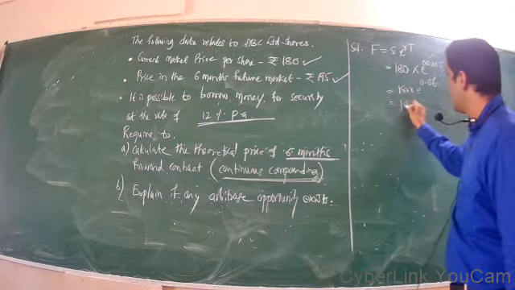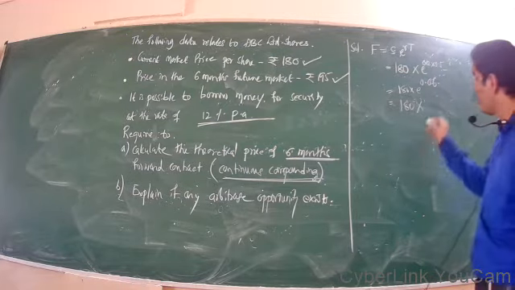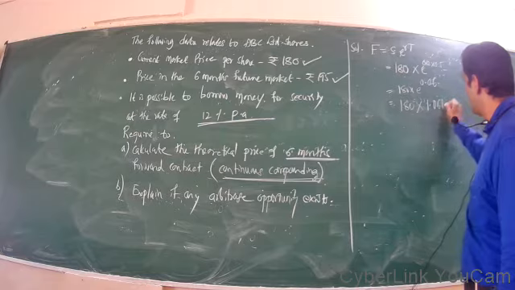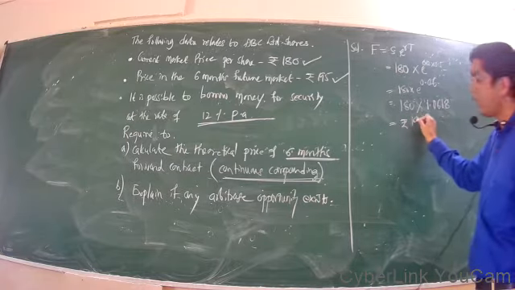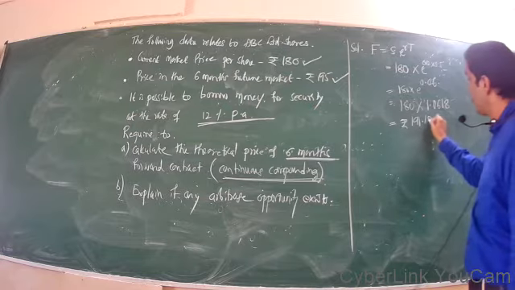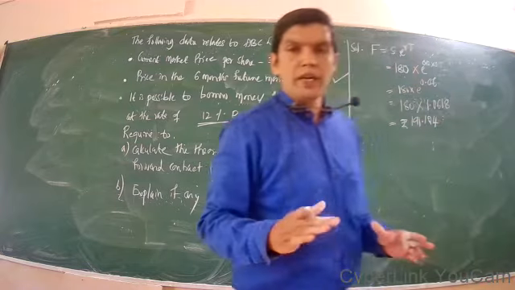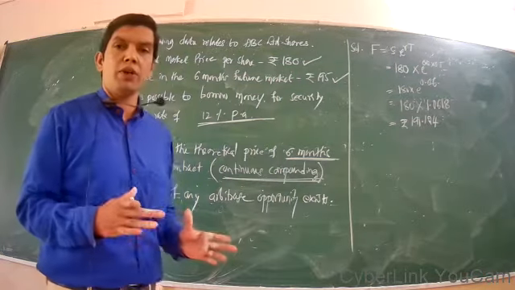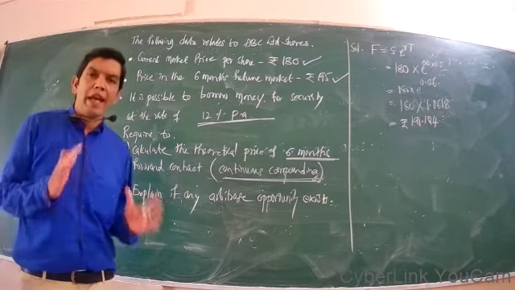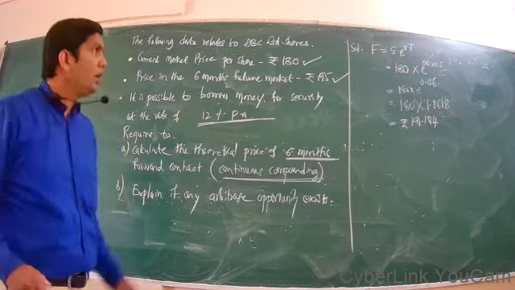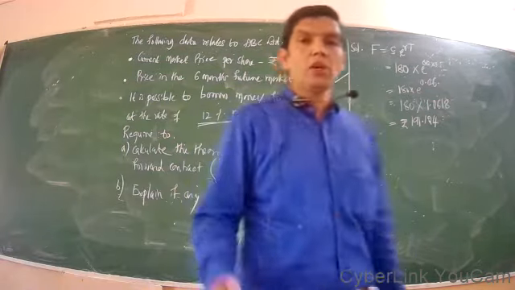That is 180 into 1.06, and that is equal to rupees 191.124. So this is the theoretical price. 191.124 is the theoretical price, and we obtained it using the formula F is equal to S into e raised to RT. Now let us check whether any arbitrage opportunity exists or not.